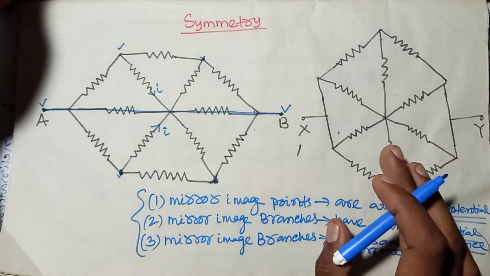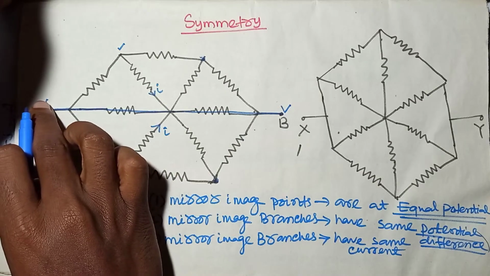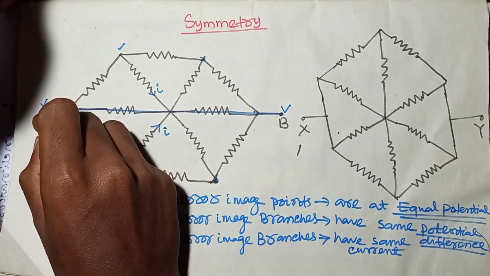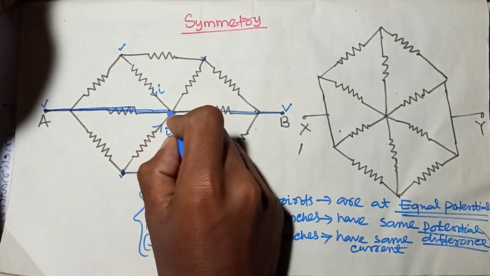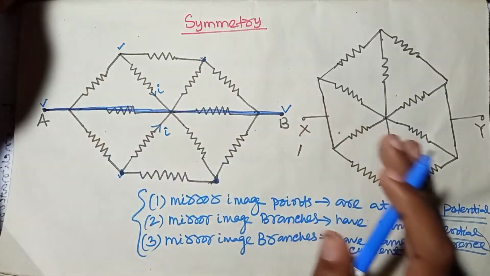Then step number 2: you have to draw a straight line connecting these 2 points. So let's say I draw a straight line connecting these 2 points. This is the straight line. This is step number 2.